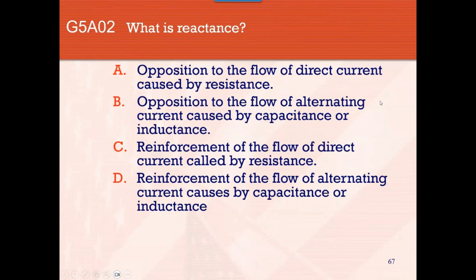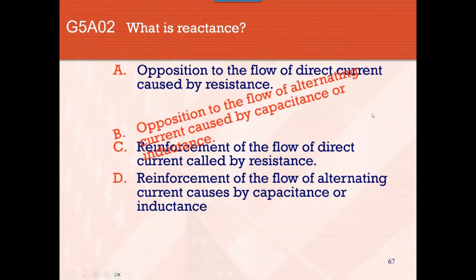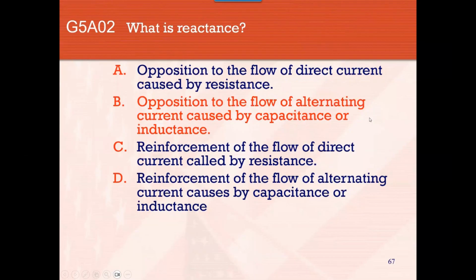Reactance. Reactance is the opposition to the flow of alternating current. It's caused by capacitance or inductance, and resistance can be added in that as well if there's resistance as well. But the answer they're looking for here is capacitance and inductance.